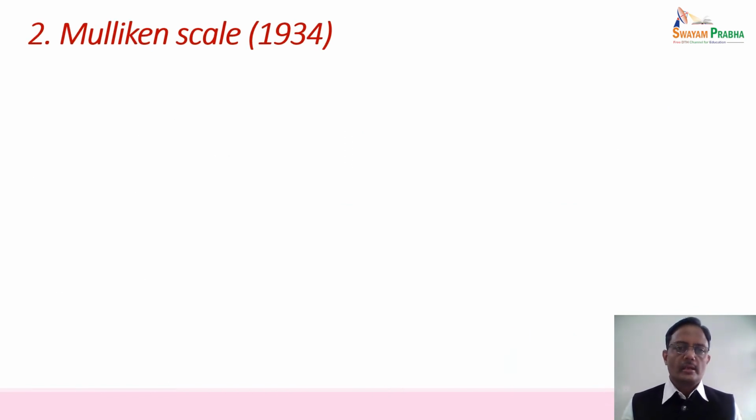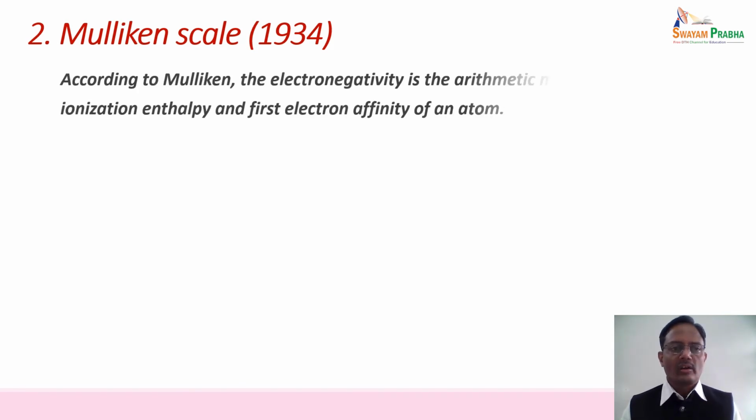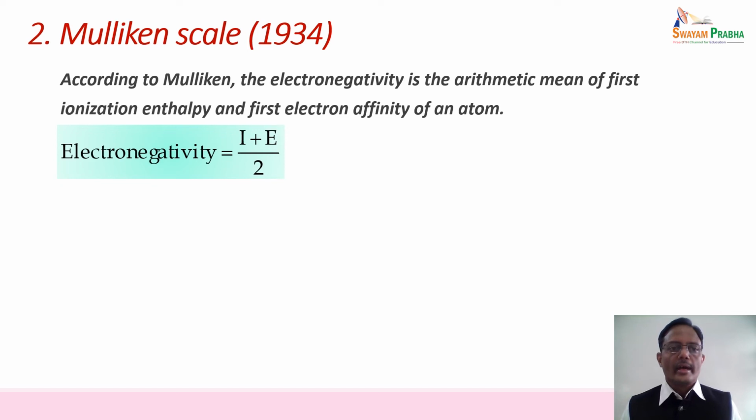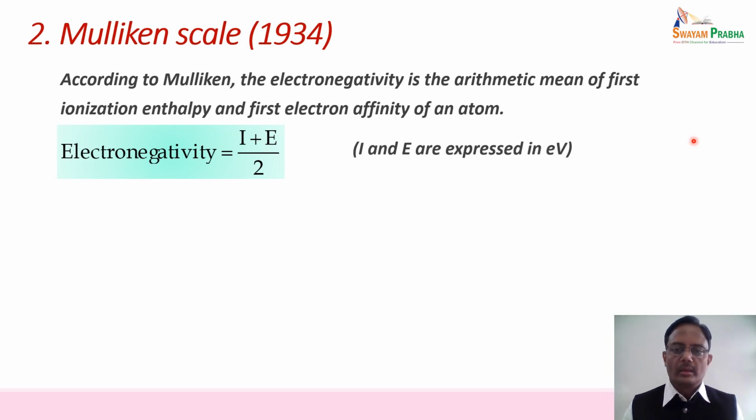The second scale is the Mulliken scale. According to Mulliken, the electronegativity is nothing but the arithmetic mean of the first ionization enthalpy and the first electron gain enthalpy, or electron affinity, of an atom. That is, according to the Mulliken scale, electronegativity is equal to ionization enthalpy plus electron affinity divided by 2. If we take this arithmetic mean, the values of I and E are expressed in electron volts.